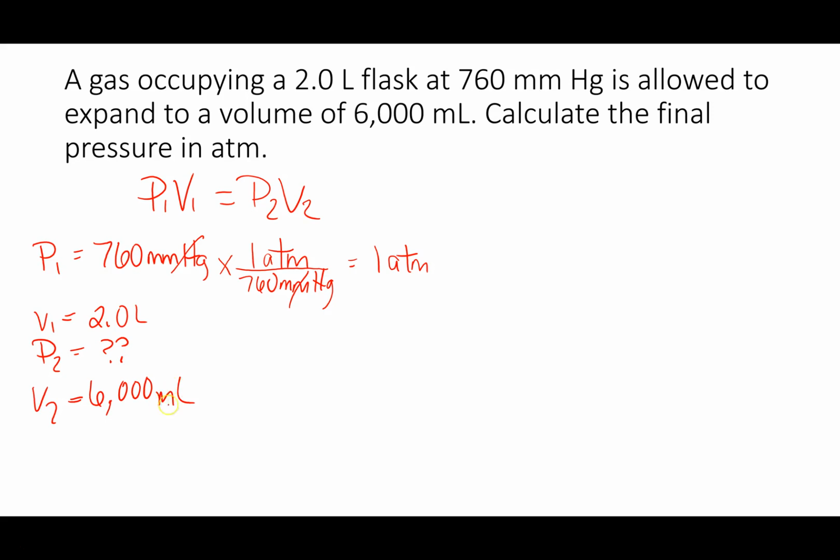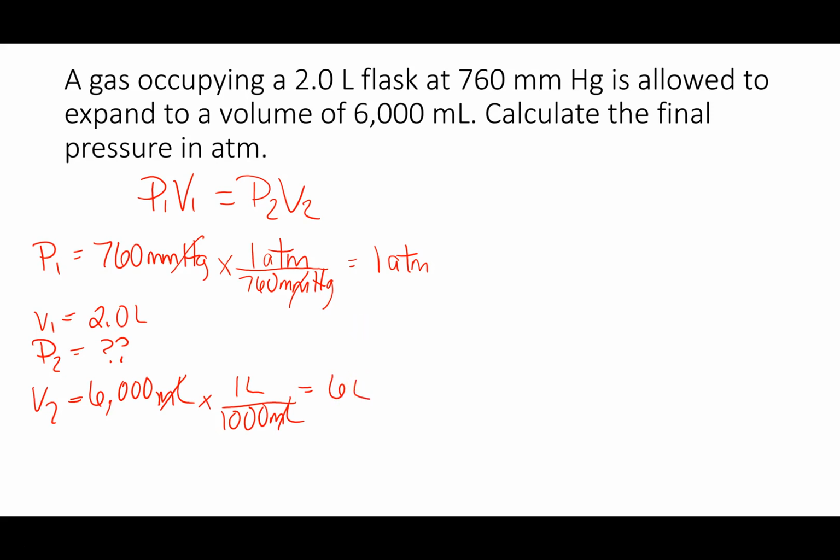How do I go from milliliters to liters? I can say that for every 1 liter, there are 1,000 milliliters. And we had talked about that when we were looking at unit prefixes back in chapter 1. So milliliters cancels with milliliters, leaving me with 6 liters.